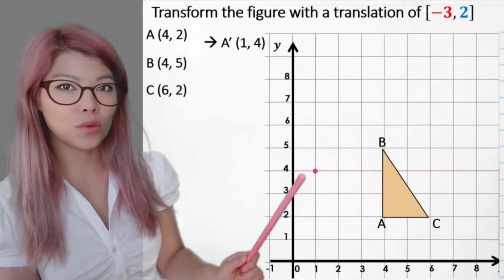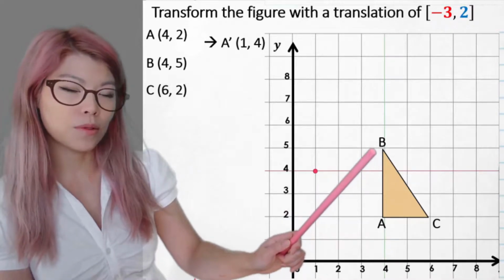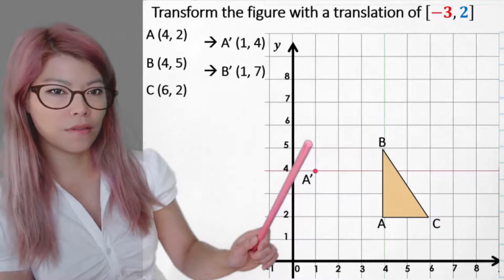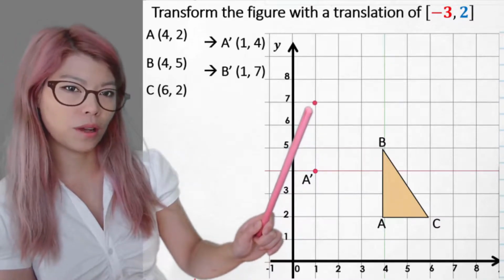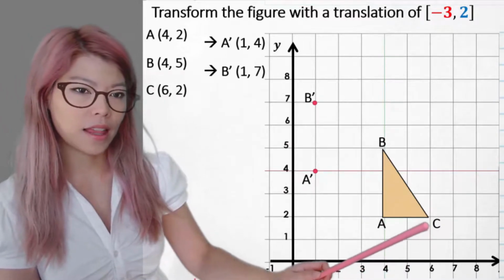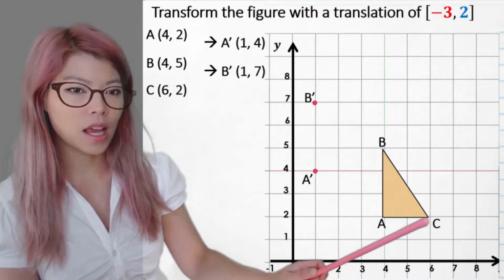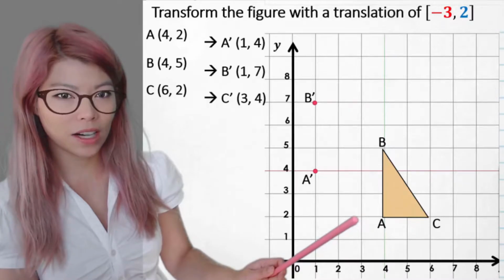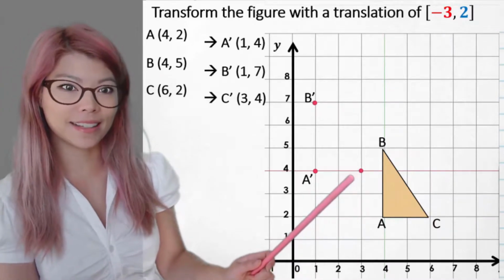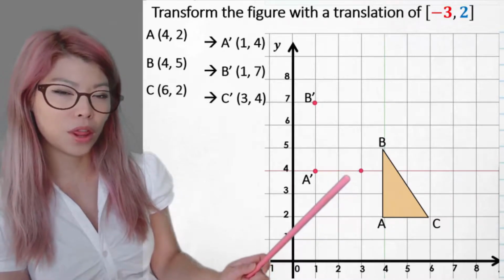So I'm going to switch the word move to translate. I'm going to translate the point B from this point 3 to the left and up 2. So I'm going to end up at (1, 7). More accurately, I can say that I'm translating the point C 3 units in the negative direction of the x-axis and 2 units in the positive direction of the y-axis. So I end up at (3, 4).